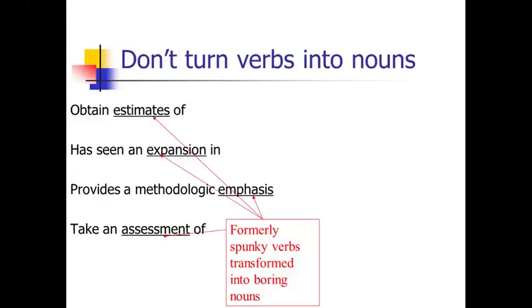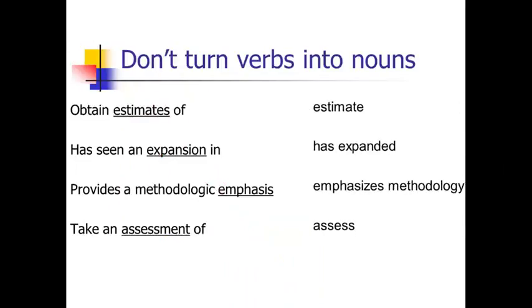Estimate, expansion, an emphasis, an assessment. And then not only do we do that, but we then pair this kind of boring noun with a really boring verb: obtain, has seen, provides, take. So you want to turn all of those back into just the nice, direct, spunky verb. So you would say, estimate, has expanded, emphasizes methodology, and assess. We don't need all of those extra words. We can drop all of those extra words and get right to the verb.